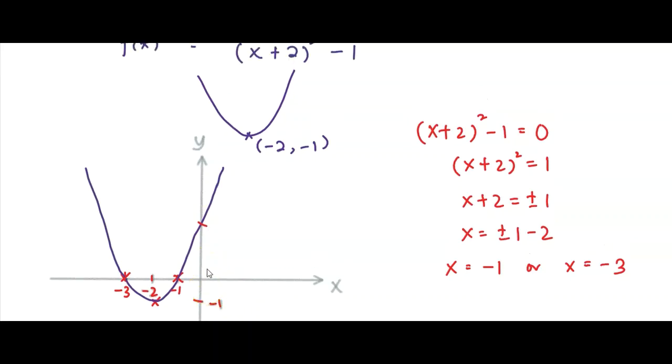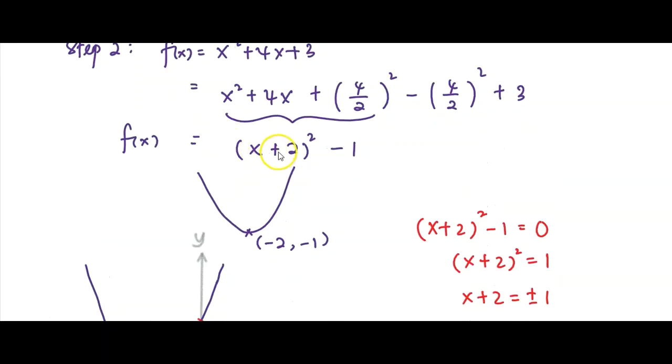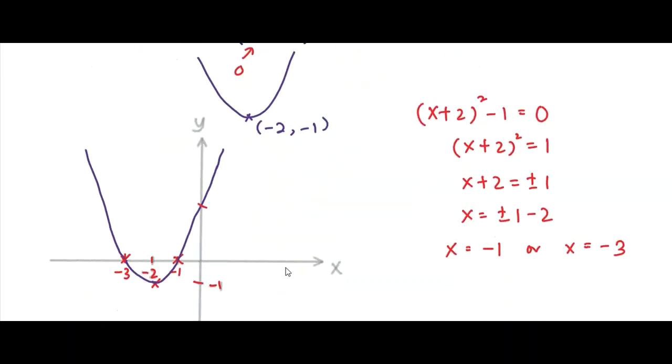So to get the y-intercept, you can let x equal 0. Substitute x equals 0 over here. You get 0 plus 2, 2 squared, that is 4. 4 minus 1 is 3. So this point will be 3.